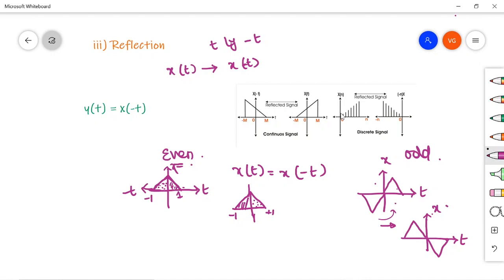So if you are taking an odd signal, the reflected version and the taken signal x of t are negative of each other, right? See here, this is the signal and this is exactly opposite to the taken signal, right? So for even signal, the signal and the reflected signal are identical, whereas for the odd signal, the taken signal x of t and its reflected signal are negative to each other.